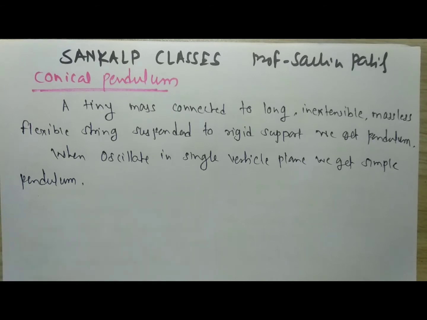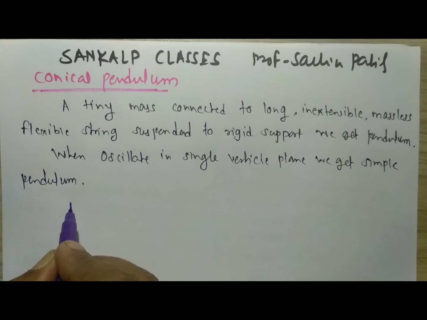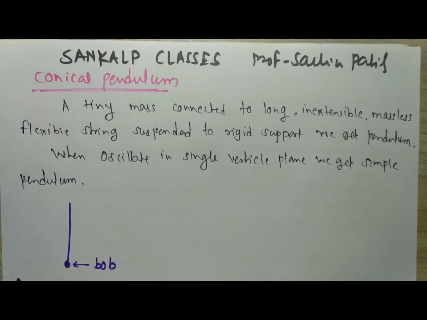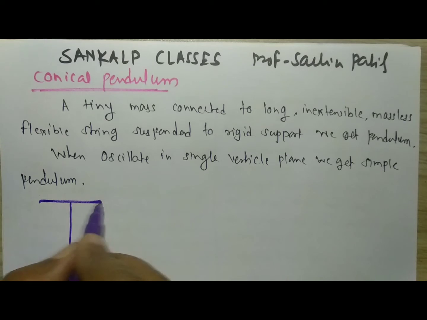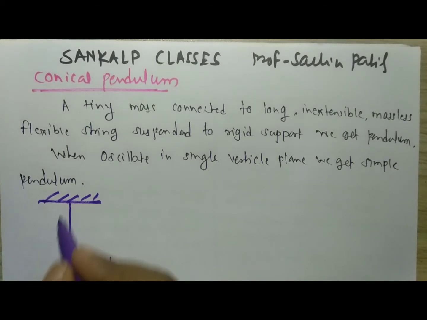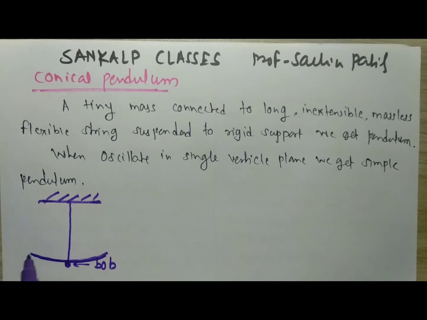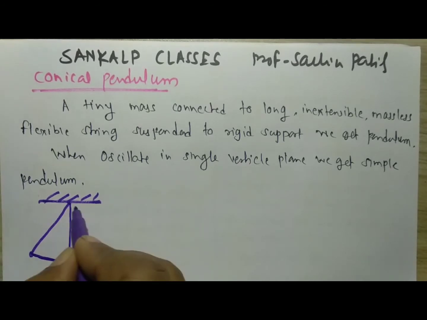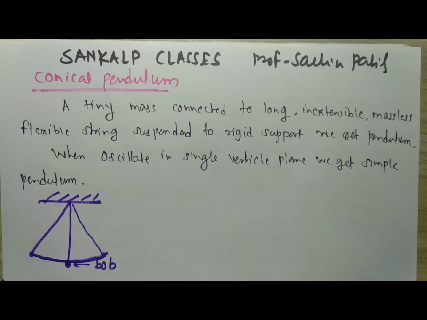What does it mean? First of all, when we think about the pendulum, what is a pendulum? It is nothing but a point mass, a tiny mass. It is also called a bob. The bob is here, and this bob is attached to a long inextensible string which is suspended from the rigid support. When it is oscillated in a single vertical plane, you get the oscillations, and at that time this pendulum is called a simple pendulum. Right now we are thinking about the conical pendulum.